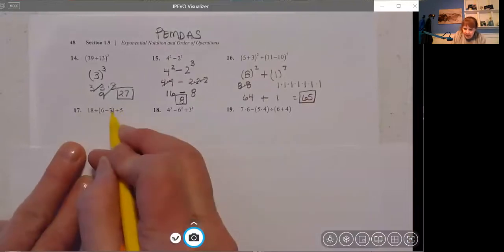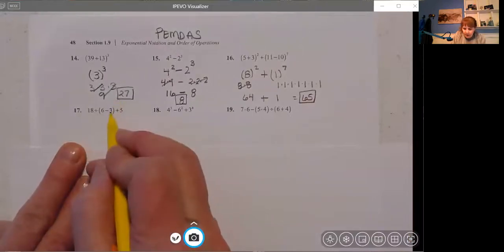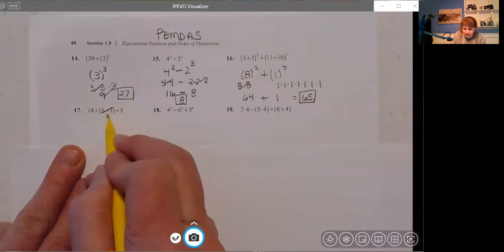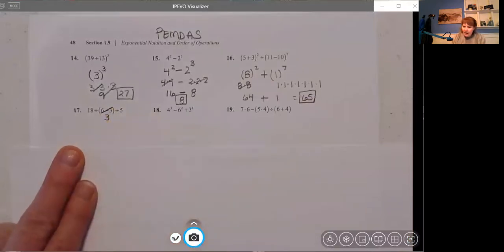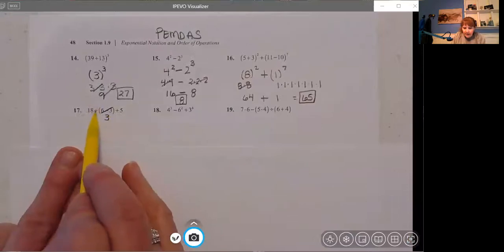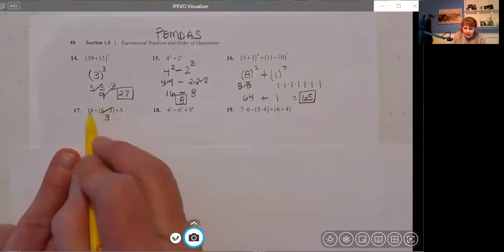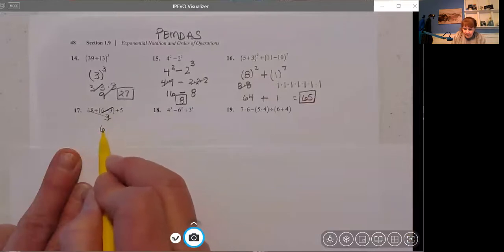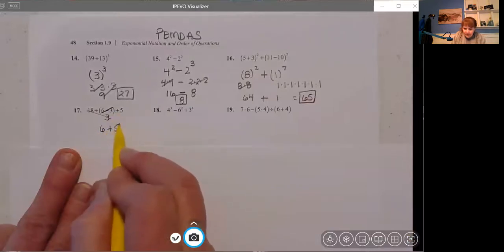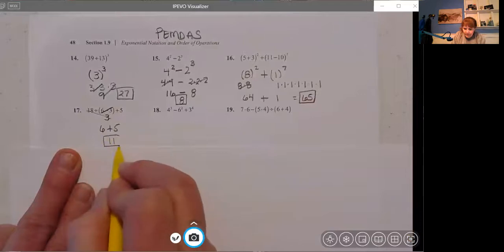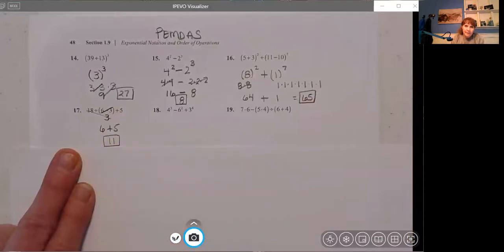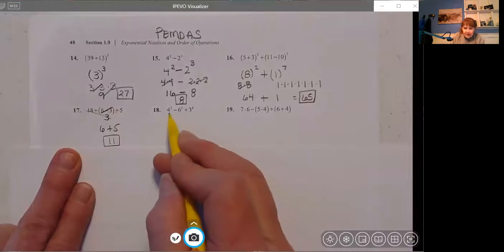Parentheses. So again, using our PEMDAS, we do the parentheses, which gives us a 3. Now then, we have no exponents, so we'll do multiplication and division from left to right. So I will take my 18 divided by 3. That gives me 6 plus 5. And you get 11. Last thing we do is add or subtract, unless it's in a parentheses. Okay. All right, let's look at number 18.